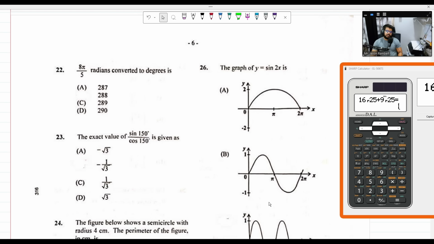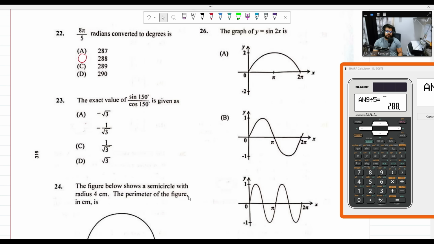8 pi on 5 radians converted to degrees. When we change from radians to degrees, we do not have pi in our answer. So what do we multiply by? Do we multiply by pi over 180, or do we multiply by 180 over pi? Well, if pi cannot be in the answer, it has to be multiplying by 180 over pi. The pi will cancel with the pi. This is your calculator job. 8 multiplied by 180 is 1440, divided by 5 is 288.